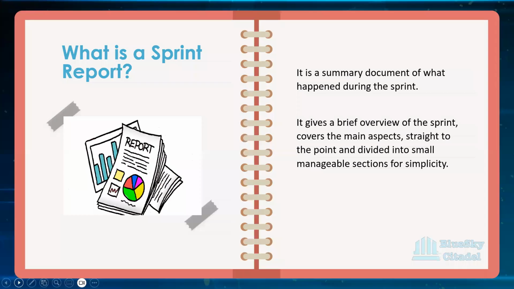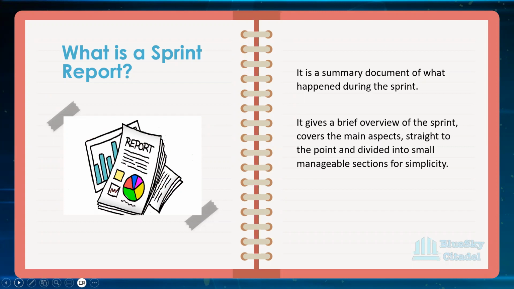Okay, so what is a sprint report? It is a summary document of what happened during the sprint. As you can see in the name, it says sprint report. So it's just a summary document, like I said, of the activities you carried out during the sprint. Just brief highlights of your sprint. It gives a brief overview of the sprint. It covers the main aspects, the highlights, and it's straight to the point.